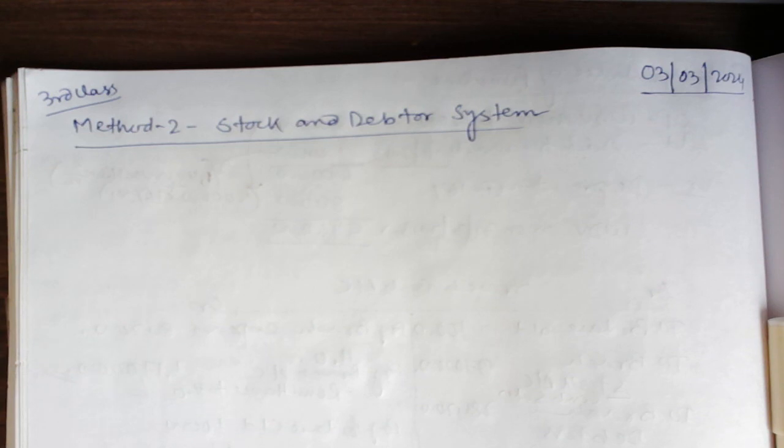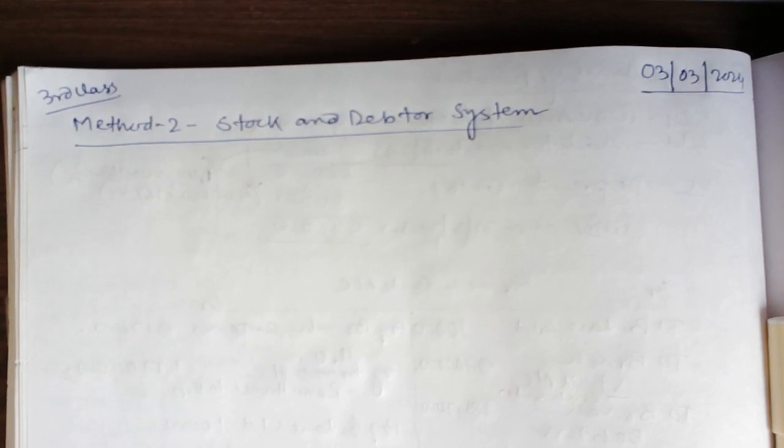So this method is typically different from the debtors method. In this particular method we have to maintain a lot of things. It is a very vast method, where we have to maintain at least 5-6 accounts and then complete the sums with respect to this method. So there are multiple accounts to be maintained under this stock and debtors method.